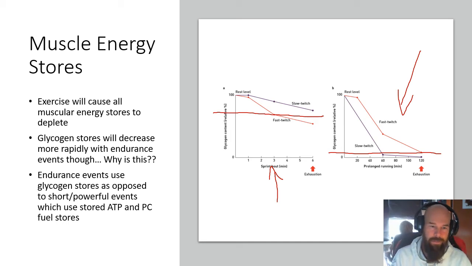And the reason for that is because the endurance events, the longer running events, use the glycogen stores and fat stores, as opposed to those sprint events that use the ATP PC stores. So that's why you're going to see a greater decrease in the muscle energy stores. I hope that makes sense. If you need more information about that, you can find it on page 153 and 154 in the textbook.